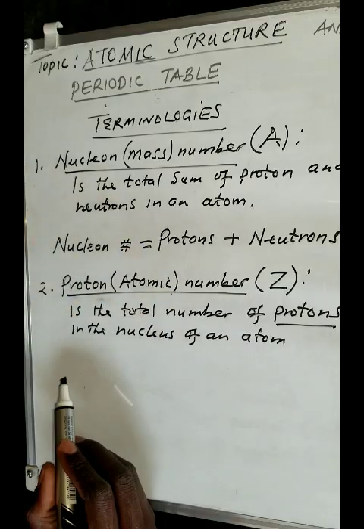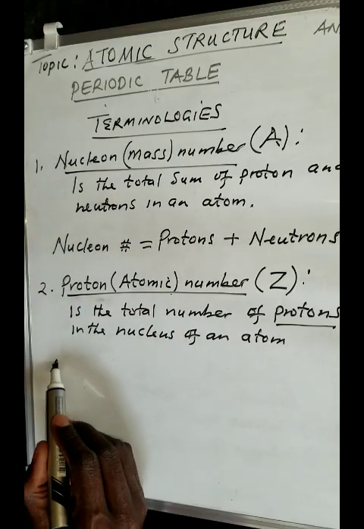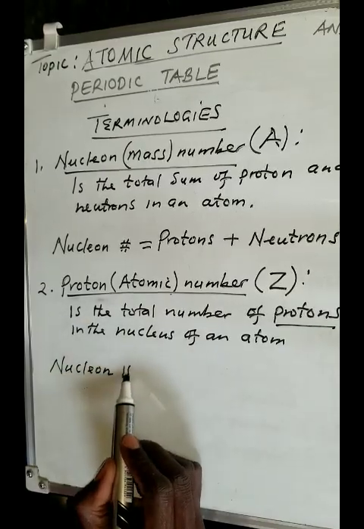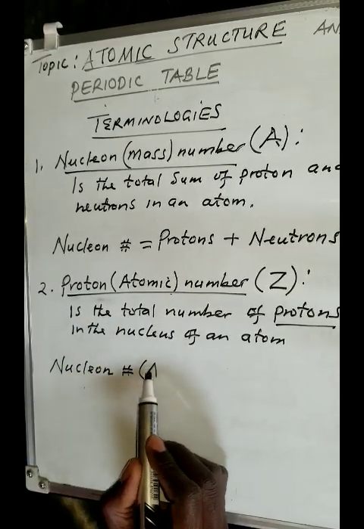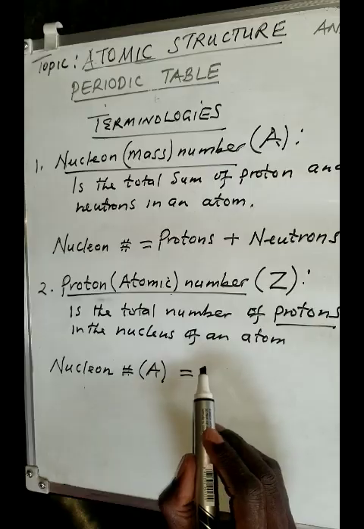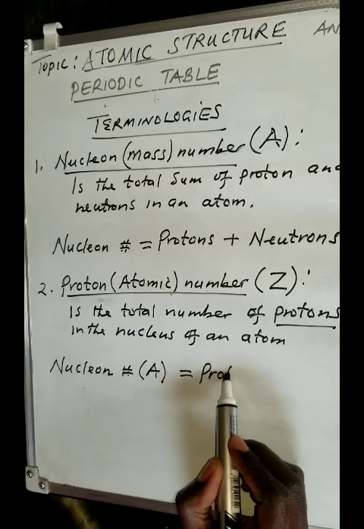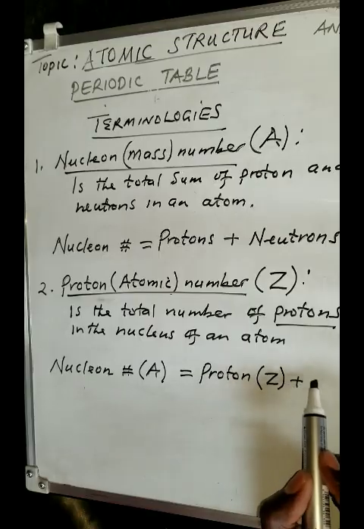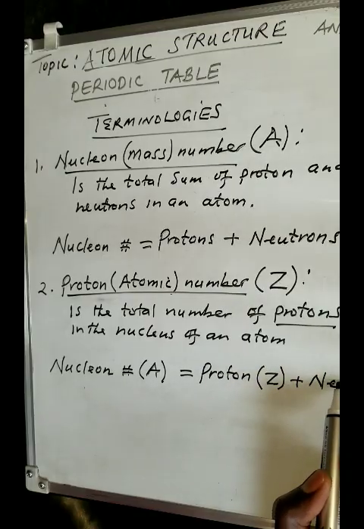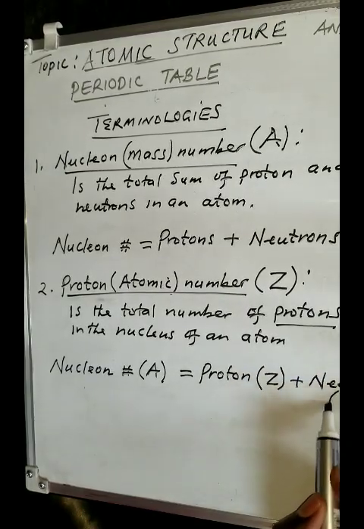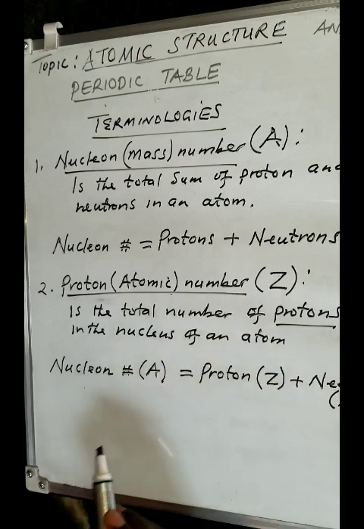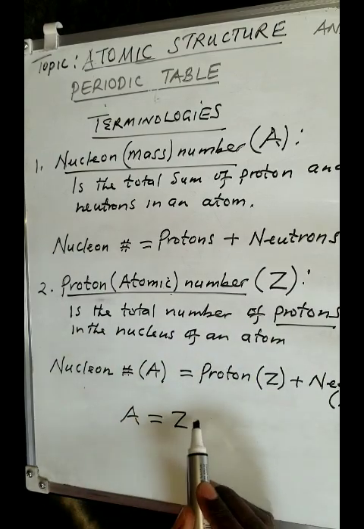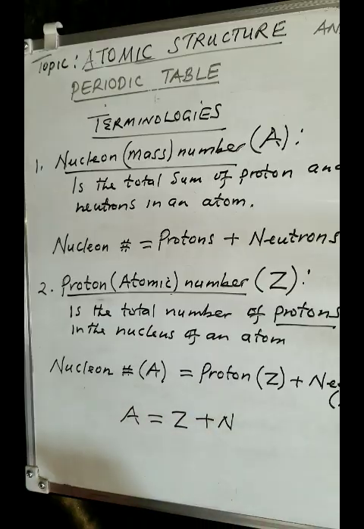And therefore, we can try to summarize from what we have looked at there. We are saying that in order for you to get the nucleon number, which is represented by capital letter A, it is equal to the number of protons, which is also represented by Z, plus the number of neutrons, which I'm going to represent by capital letter N. So I can say the nucleon number is equal to the proton number plus the number of neutrons.